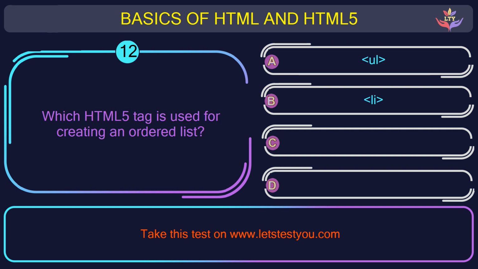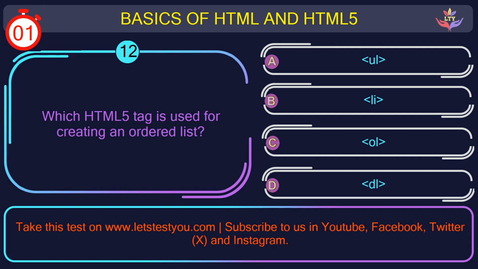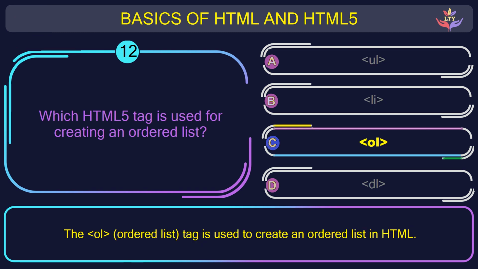Question number 12. Which HTML5 tag is used for creating an ordered list? The correct answer is option C. OL. The ol ordered list tag is used to create an ordered list in HTML.